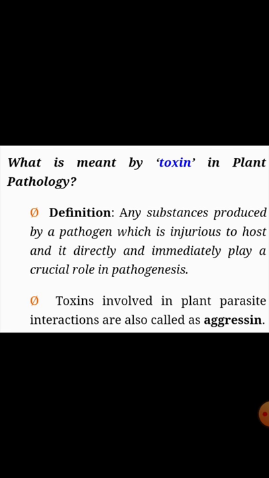Toxins involved in plant parasite interaction are also called aggressions. So the toxins involved in interactions means how pathogens and host are interacting, either they are beneficial, or harmful on one side, or mutually harmful to each other. During this type of interaction, the toxins involved are called aggressions.